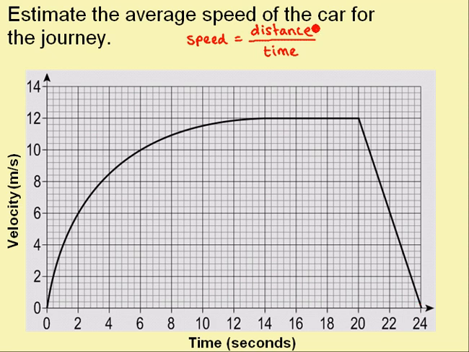I can work out the distance travelled by calculating the area under the graph. The only problem is that we've got a curvy part to the graph, so this makes calculating the area under it a little bit more difficult. Now, fortunately, they've only asked me for an estimate of the average speed, so this means I can have an estimate of the distance. So I'm not going to count every single little square. Instead, I'm going to try to cut up the area here into manageable pieces.